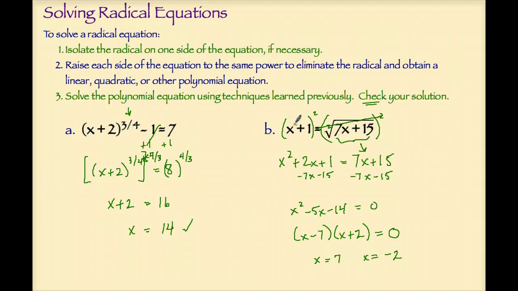Let's try 7. 7 plus 1 is 8, of course. 7 times 7 is 49, plus 15, 64. The square root of 64 is also 8, so 7 checks out as a valid answer. Negative 2 plus 1 is negative 1 on the left, and then 7 times negative 2, negative 14 plus 15 is 1, positive 1 on the right. Negative 2, therefore, is extraneous, yielding only one solution to the quadratic.